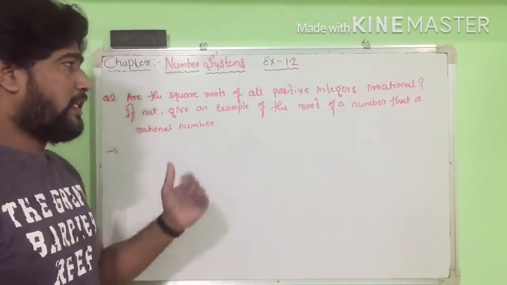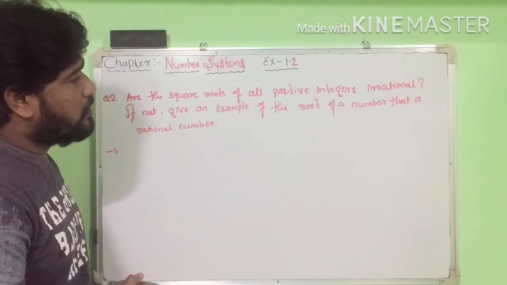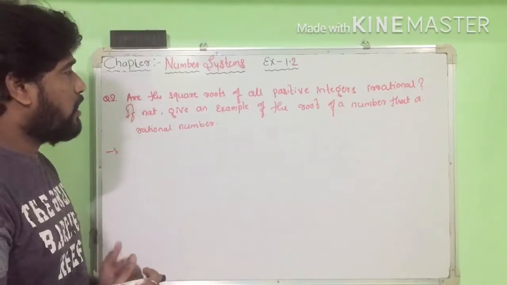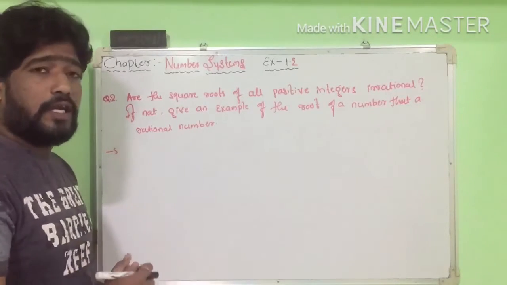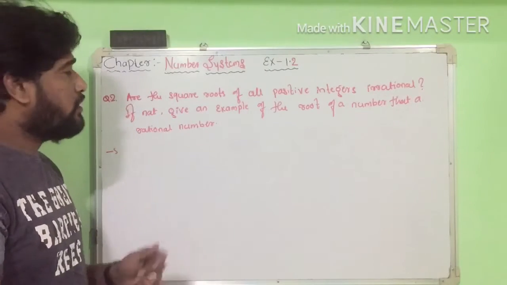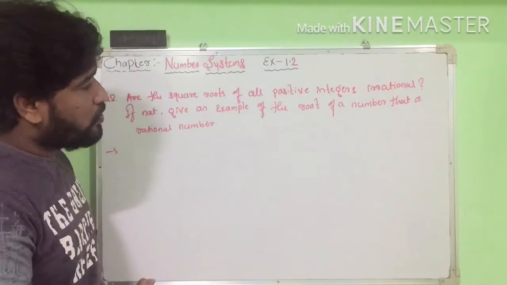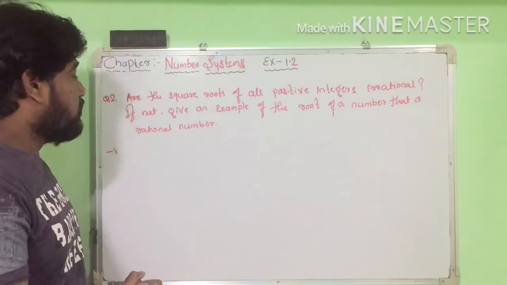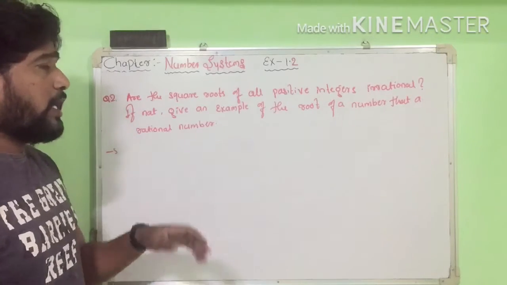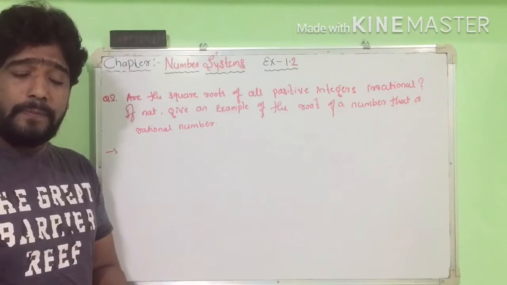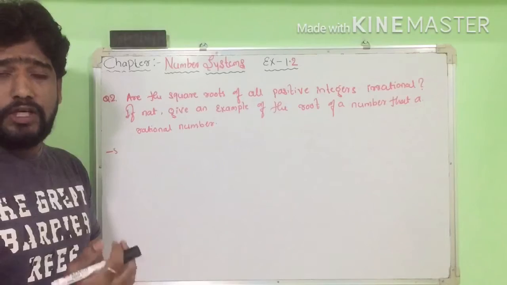Well students, the second question is: are the square roots of all positive integers irrational? No, they are not all irrational. If not, give an example of a square root of a number that is rational. The square root of 4 is equal to 2. 2 is a rational number. It is not an irrational number, right?